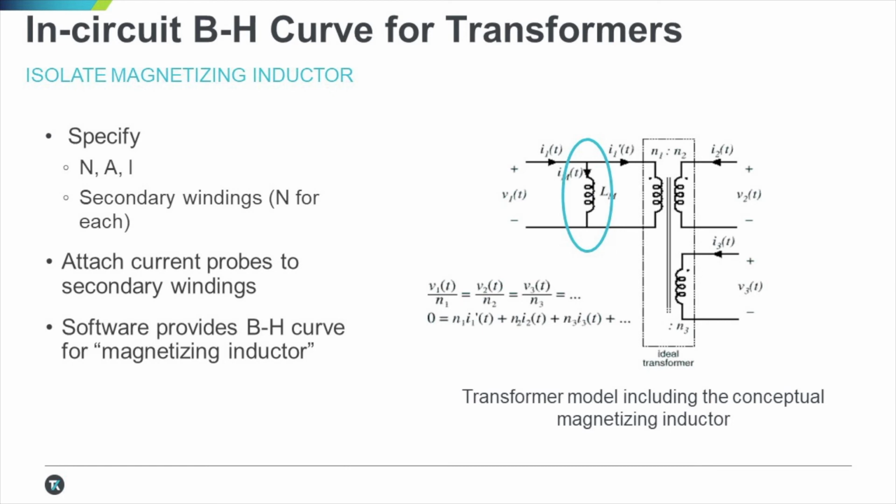For in-circuit BH measurements on transformers, similarly we'll need the number of turns, current, as well as the area of the device in question. And what we're trying to point out here is that the software measurement on the BH plots will actually help isolate the magnetized inductor as highlighted in the block diagram above.